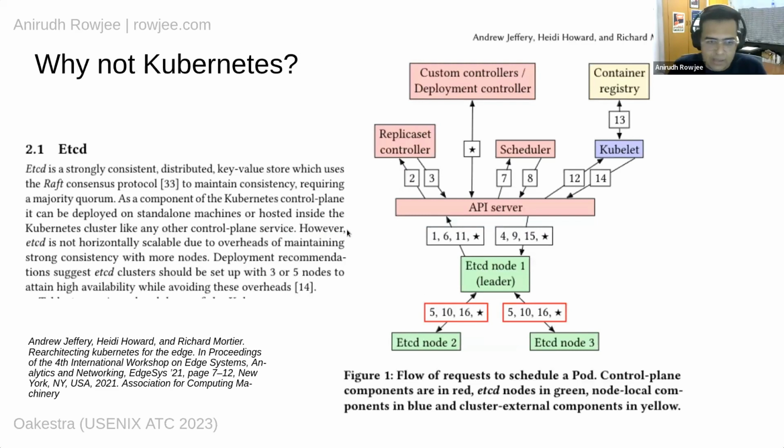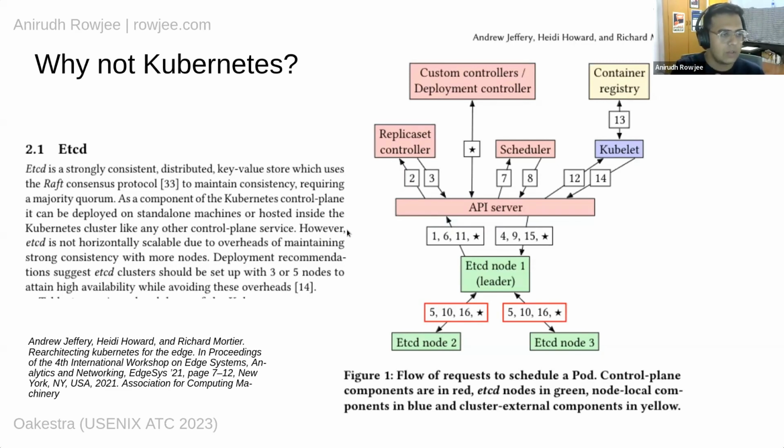You might be asking, right, why not Kubernetes? So one of the references in the paper mentions a paper by Andrew Jeffrey, Heidi Howard, and Richard Mortier, if I'm pronouncing that right, which basically talks about why Kubernetes doesn't work out for the edge, right? And lying at the center of this problem is etcd.